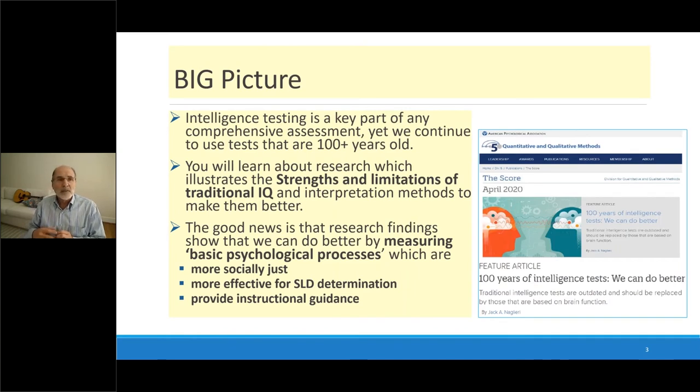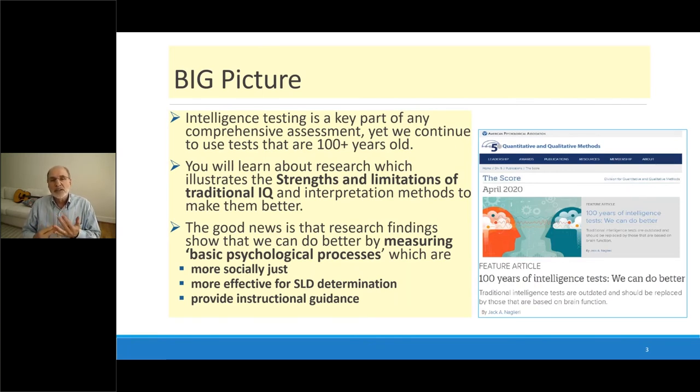And I would also suggest that what we're doing in terms of comprehensive assessment, especially cognitive assessment, in a lot of ways is outdated. And today I'm going to show you in a short amount of time some of the strengths and limitations of traditional IQ and the tools that we have to understand and interpret them. But here's the really good news.